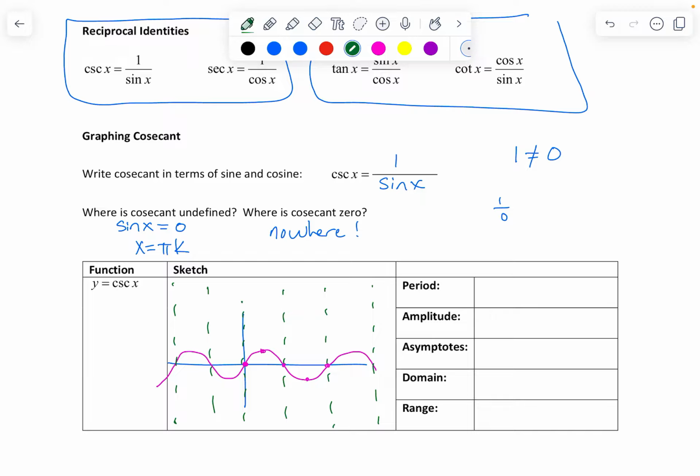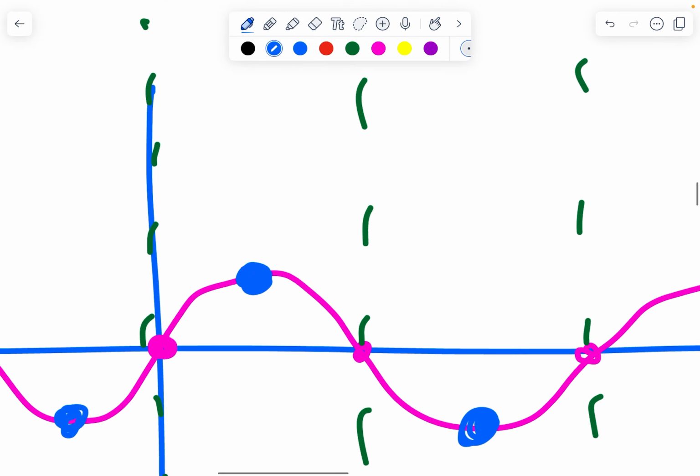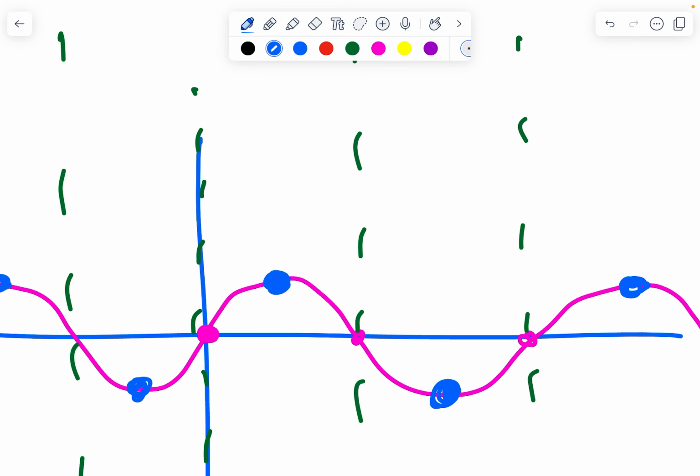Okay, so now the next thing, we have a point right here that on sine has a y value of 1. So what is 1 divided by 1? Well, hopefully you know that 1 divided by 1 is 1. Well, what happens if I'm looking at this point down here and the value is -1? What's 1 divided by -1? Well, it's also -1. So all of these highs and lows of sine become actual points in cosecant.